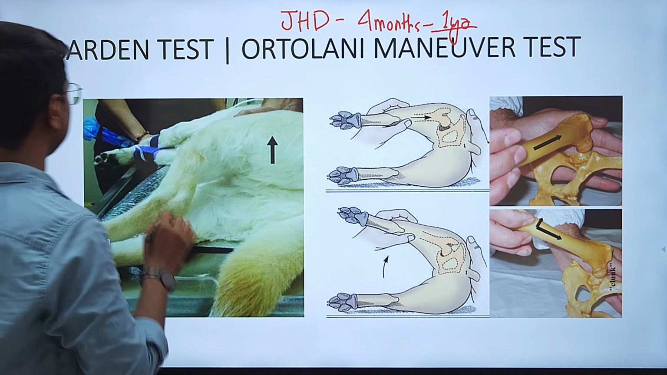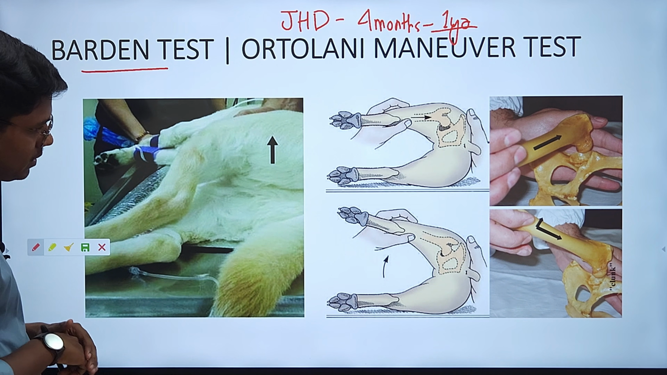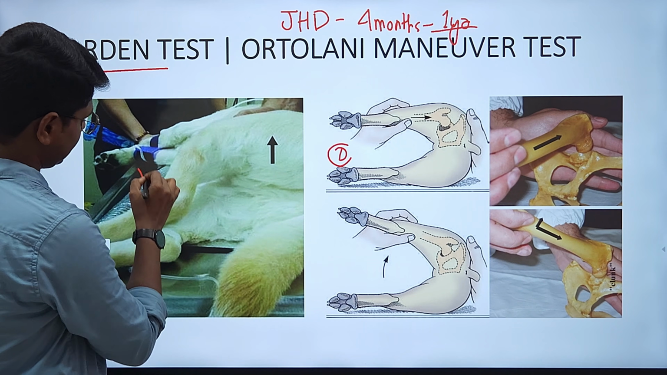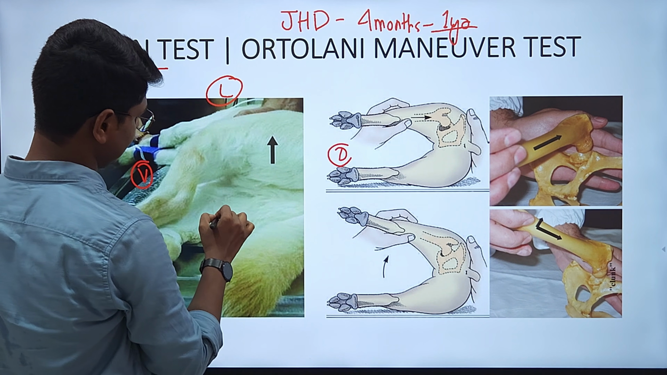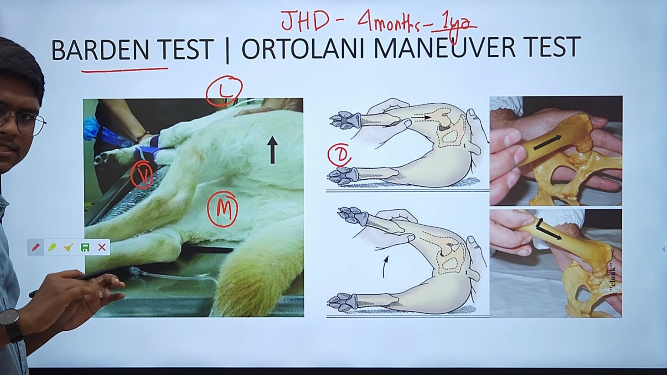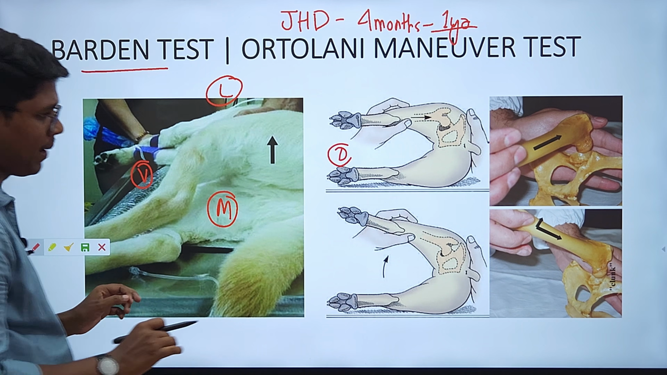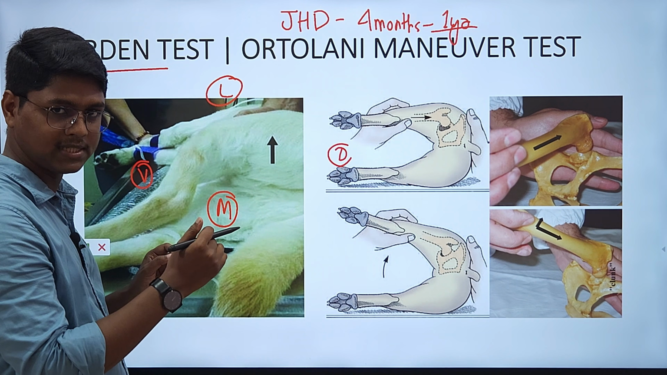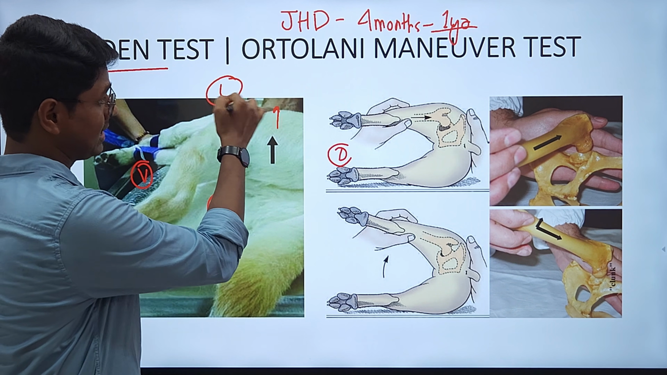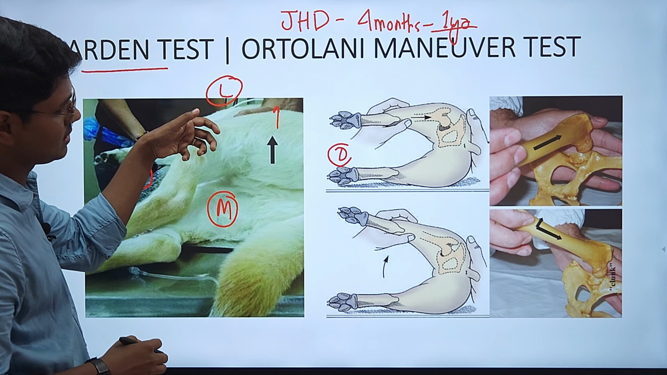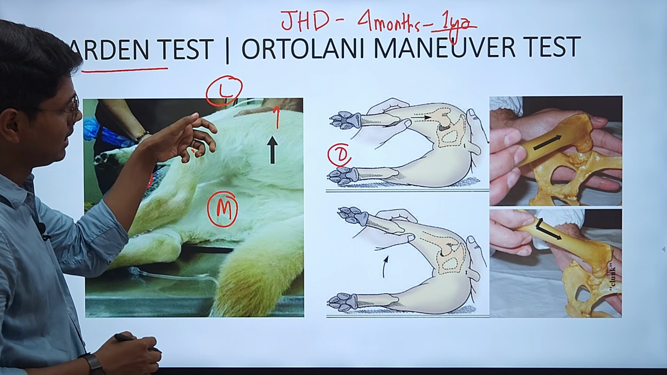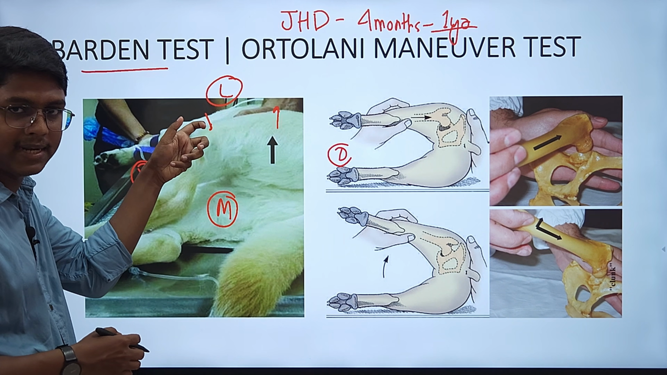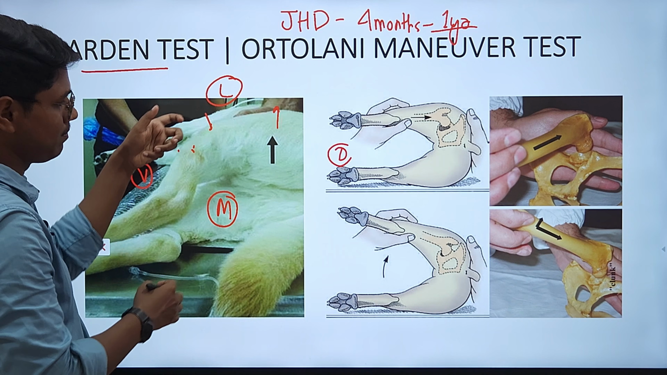So what is the Barden test? First one is the Barden test. Notice the sides: this is the dorsal side, this is the ventral side, this is the lateral side, and this is the medial side. The test is very simple. The principle is that you subluxate the femur from the acetabulum laterally. Hold the femur at the level of the stifle, then simply lift to subluxate the femoral head from the acetabulum. Then place it back.